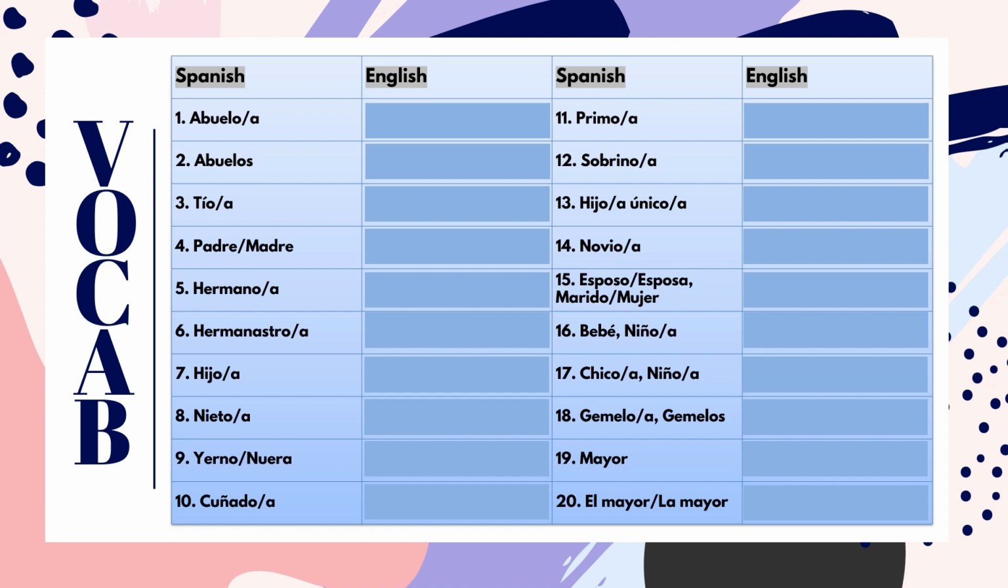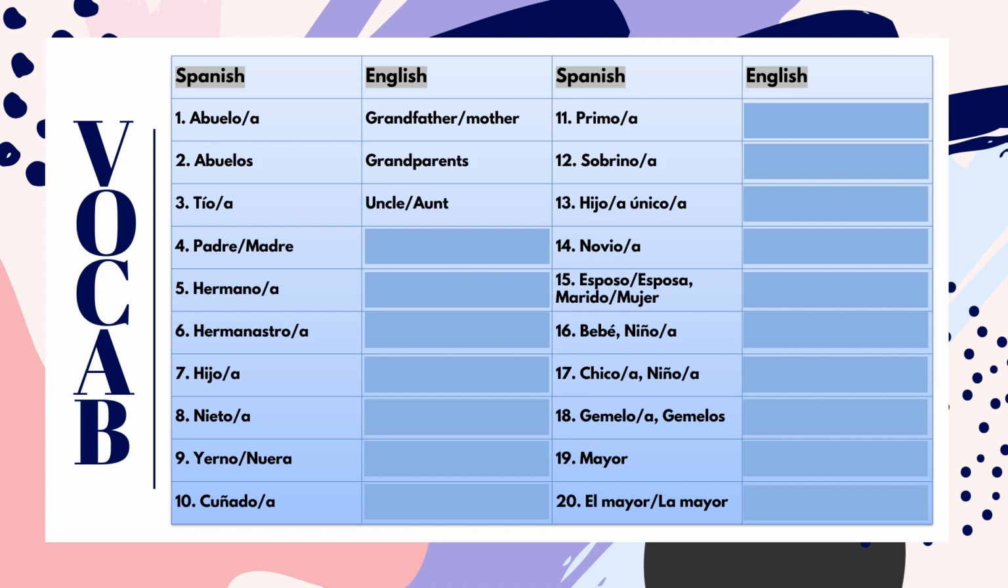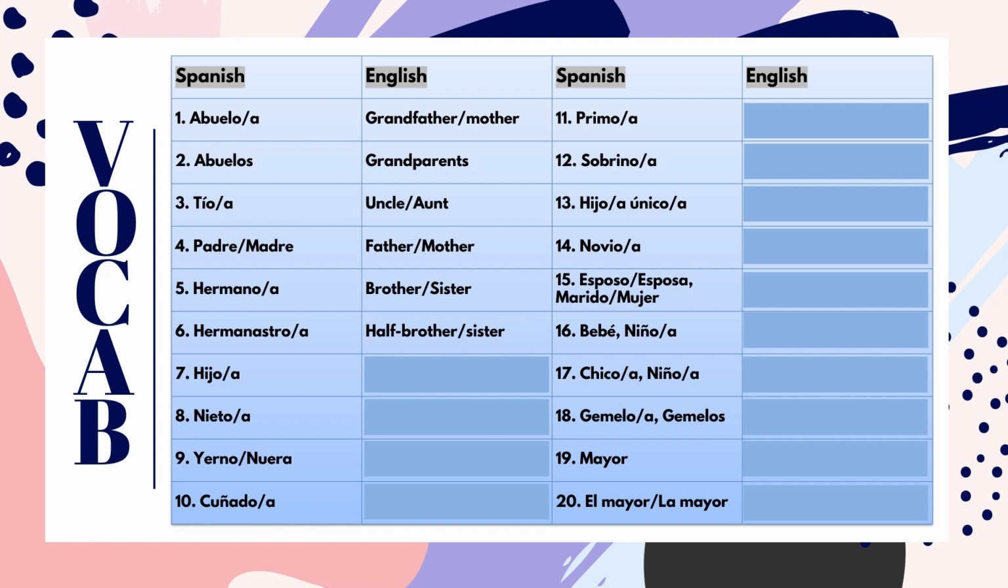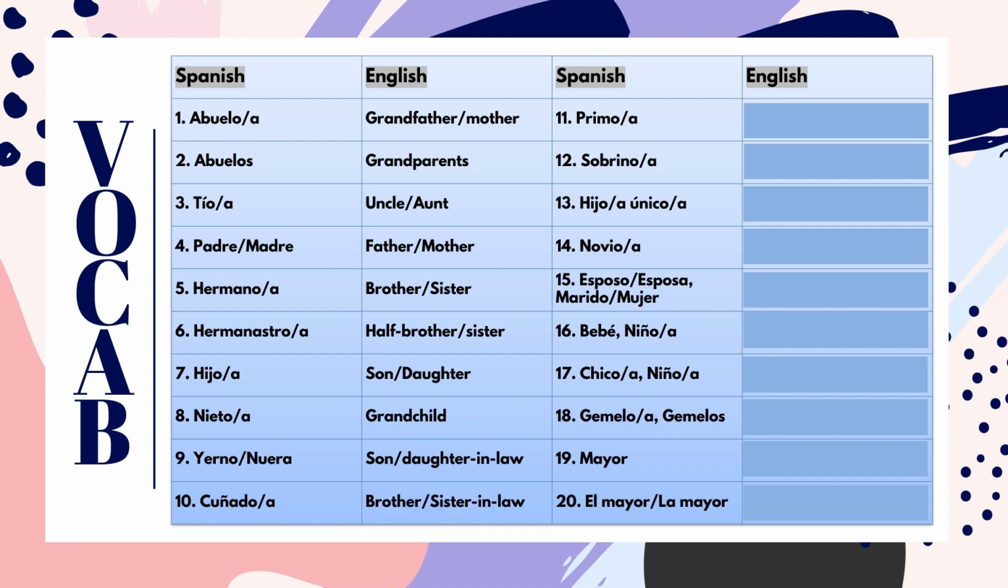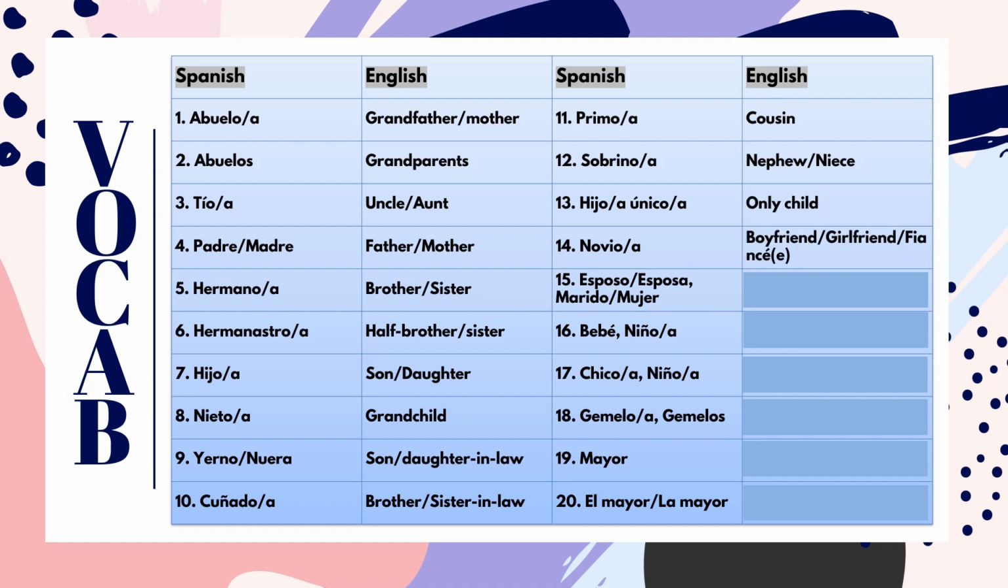Okay, so we have abuelo or abuela, grandfather or grandmother, abuelos, grandparents, tío, tía, uncle or aunt, padre, madre, father, mother, hermano, hermana, brother or sister, hermanastro or hermanastra, half brother or sister, hijo, son or daughter, if it's hija, nieto or nieta, grandchild, yerno, nuera, son or daughter-in-law, cuñado or cuñada, brother or sister-in-law, primo, prima, cousin, sobrino, sobrina, nephew or niece, hijo único or hija única, only child, novio, novia, boyfriend, girlfriend, or fiancé, esposo or marido is husband, and esposa or mujer is wife.